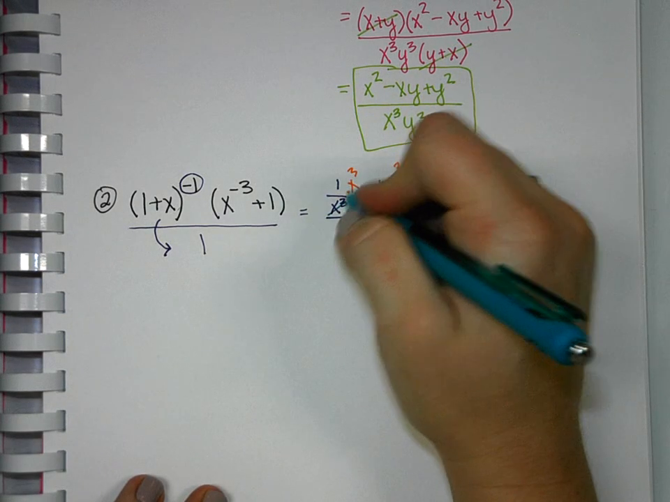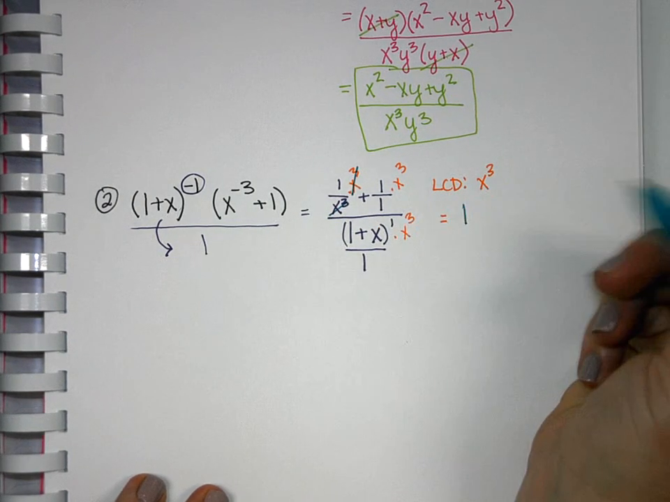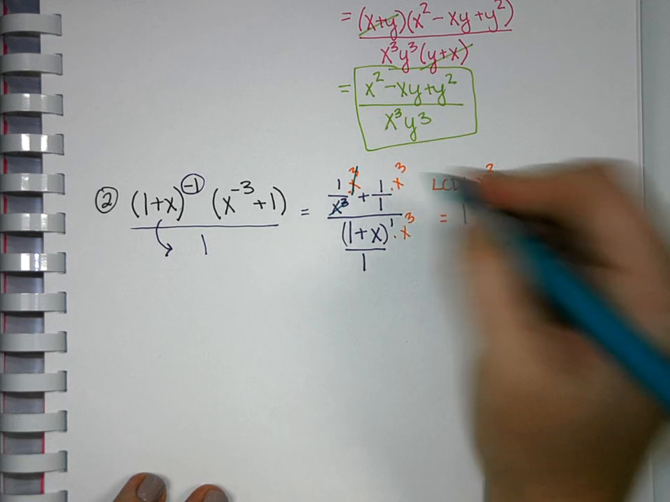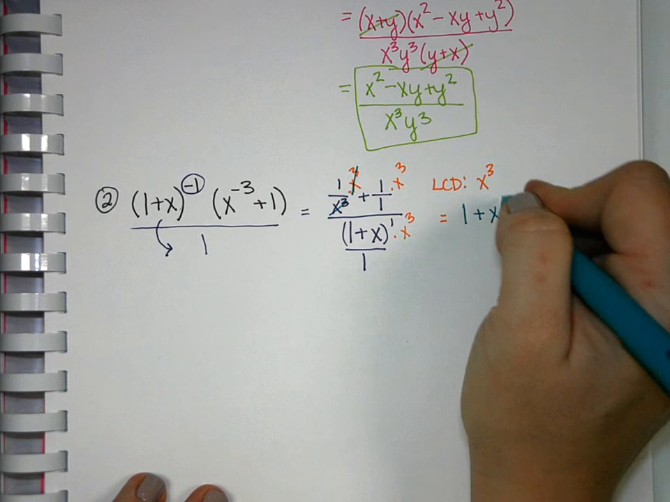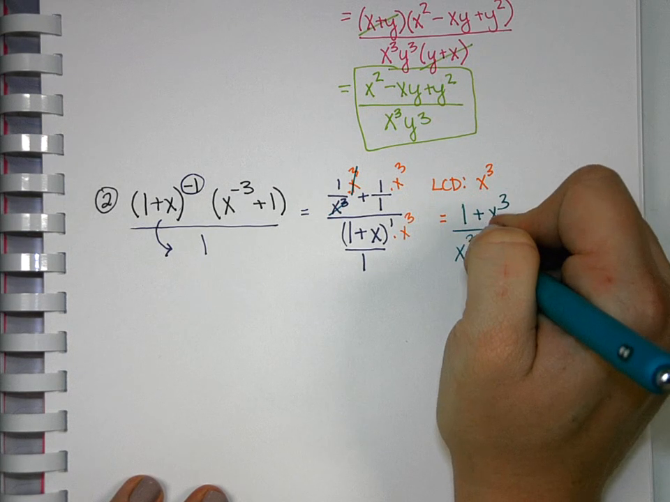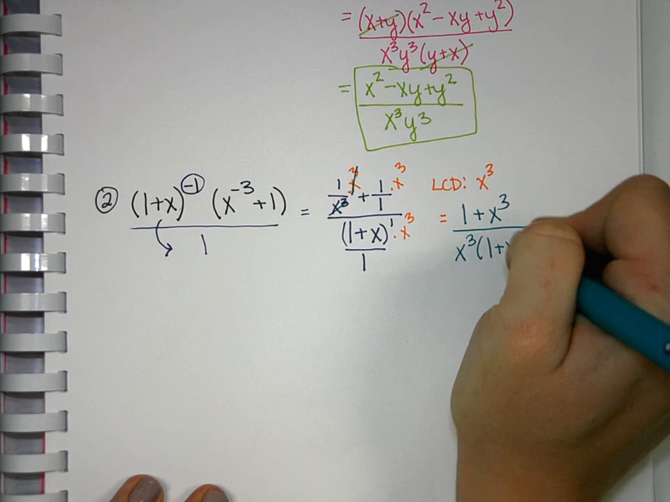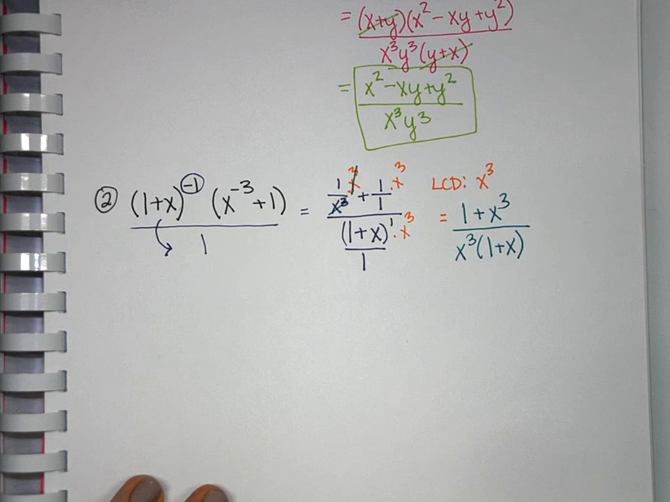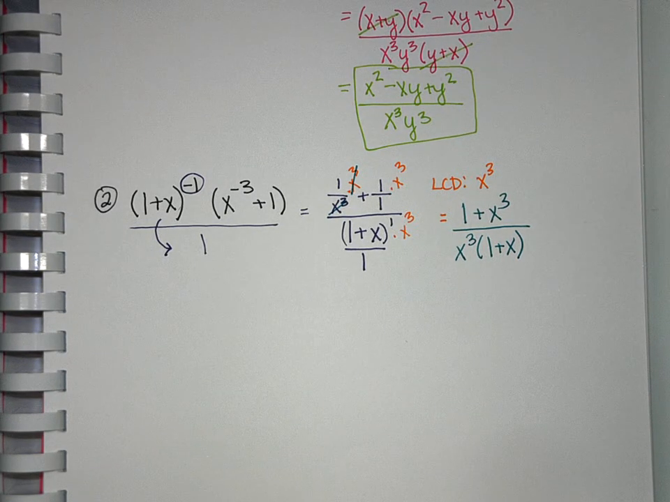So x to the third will cancel completely, leaving a 1. X to the third times 1 will give me x to the third. And on the bottom, just like the first one, I'm not going to multiply it through. I'm going to leave it in factored form. So x to the third times parentheses 1 plus x.